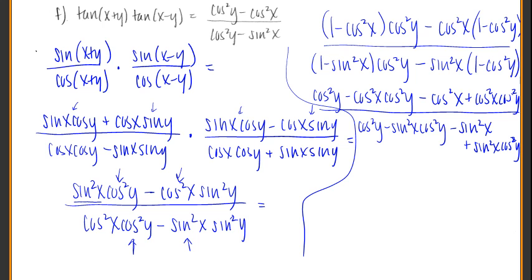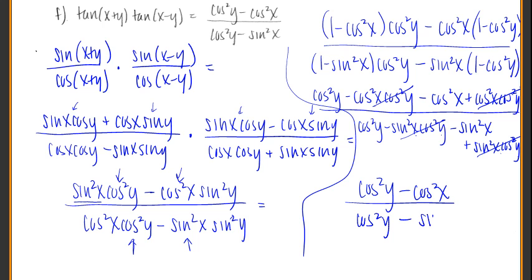Up here in the top I have a negative cosine squared x cosine squared y and a positive one, so those two go away. Down here I've got a negative one and a positive one, and they go away just by matching x to x, y to y. Same thing in the top. So what's left in the top is a cosine squared y minus a cosine squared x, and in the bottom, cosine squared y minus sine squared x, and we have our answer.